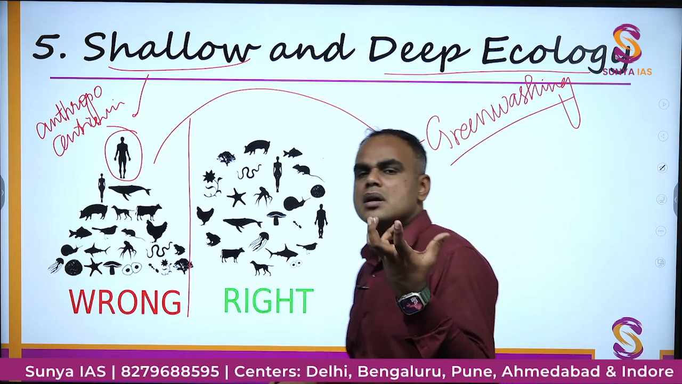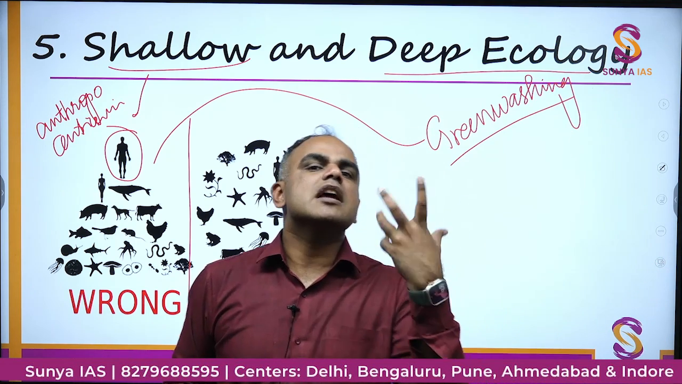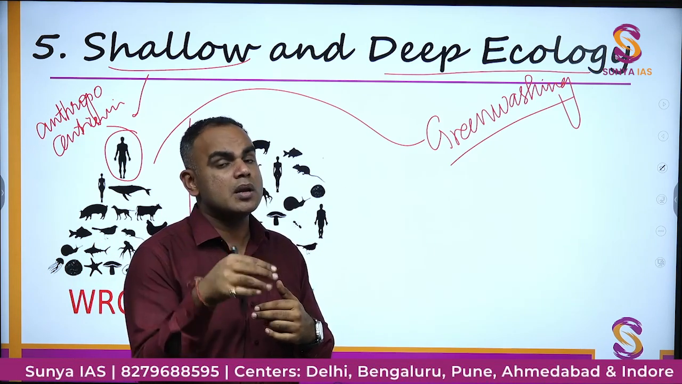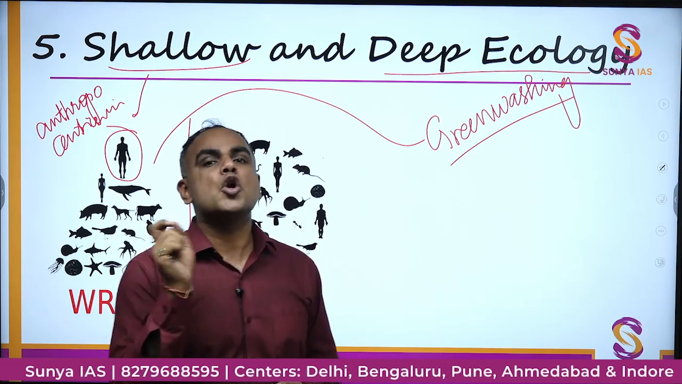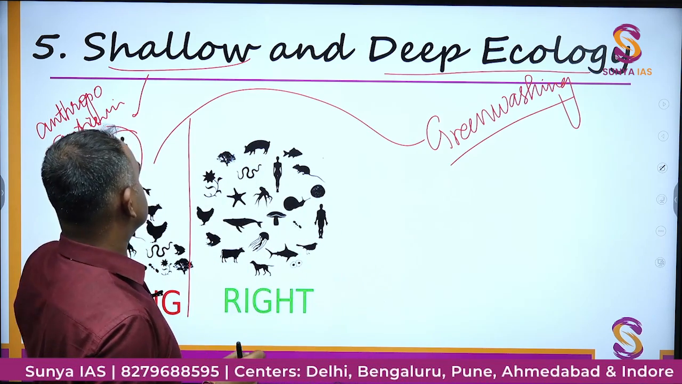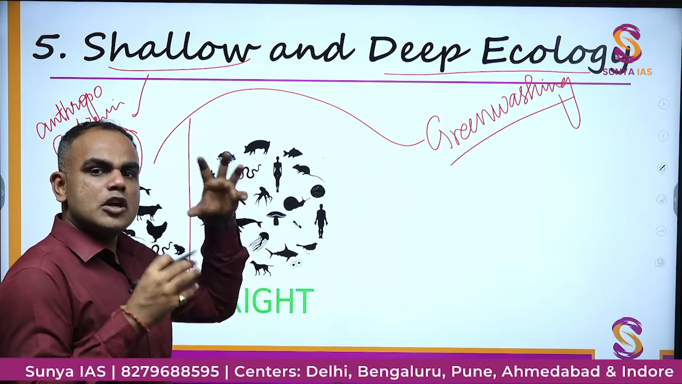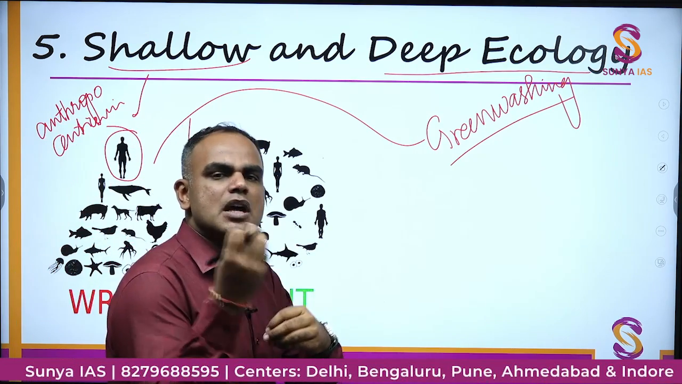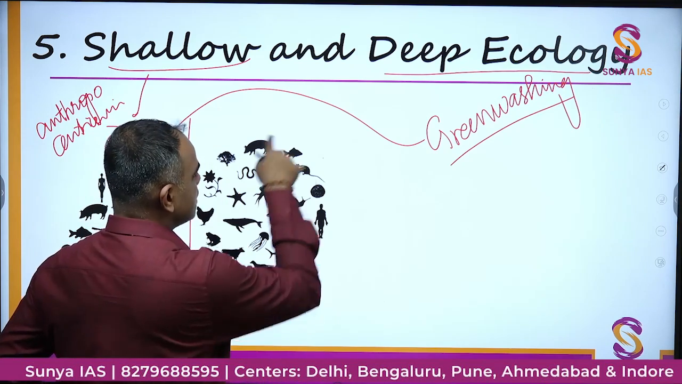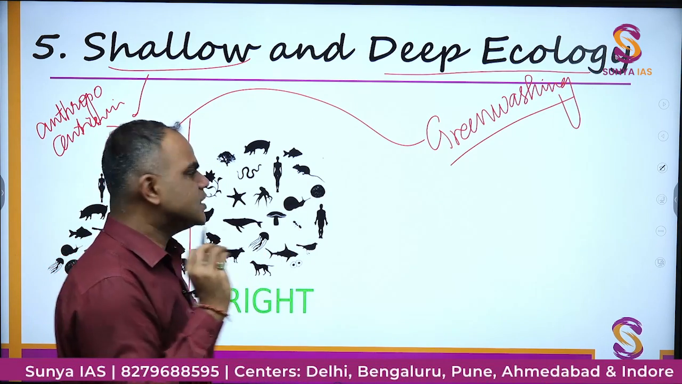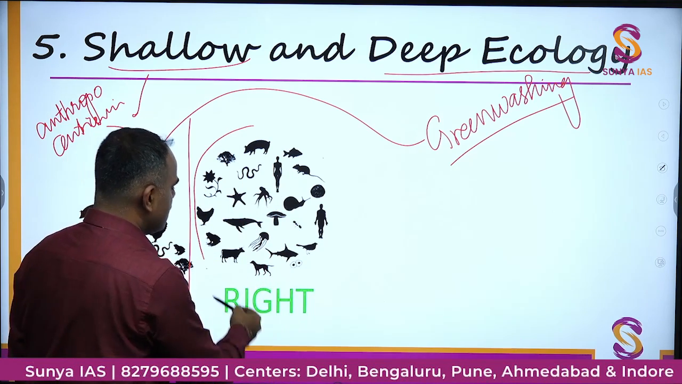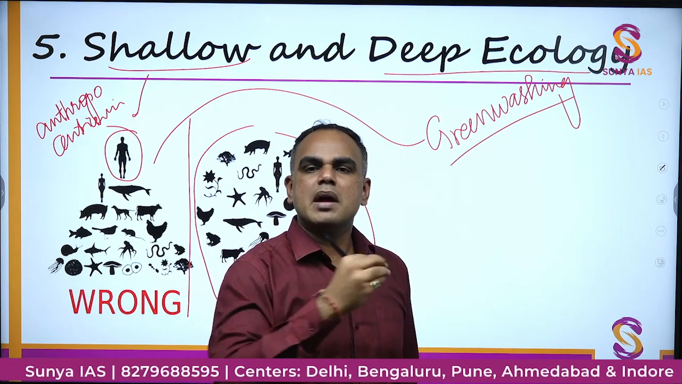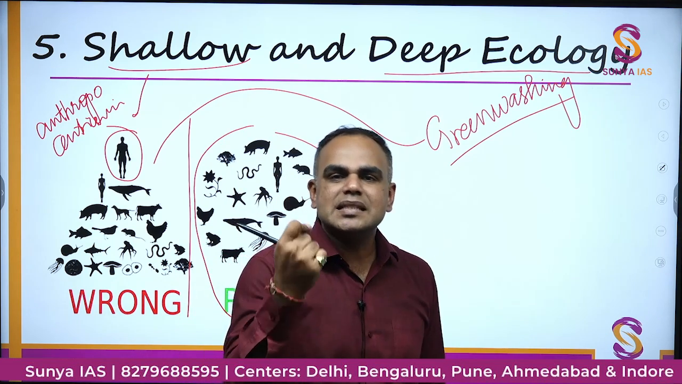Greenwashing is giving the false impression that a product or a company is very environmentally sustainable or responsible, while in reality it might not be. So that is linked to shallow ecology, wherein we think human beings are the most important species, and we take very superficial steps to save nature. The second is deep ecology. This considers that every part of nature has an intrinsic value. Hence, we have to save everything and not just one set of species.